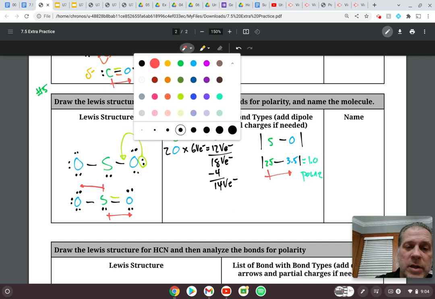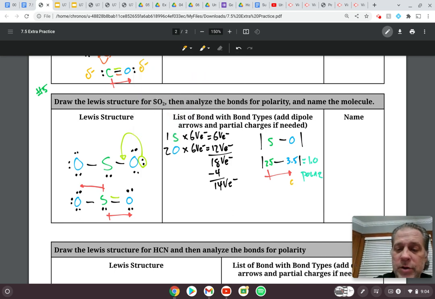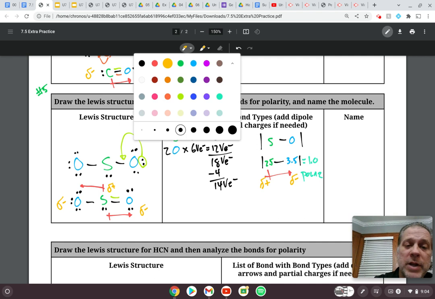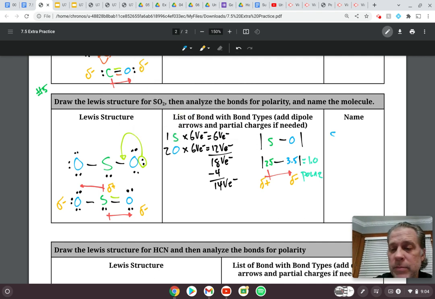We are going to draw the partial charges. The larger electronegativity gets a delta negative, and the smaller electronegativity gets a delta positive. So that means that both of my oxygens are going to be delta negative, and the sulfur is going to be delta positive. To name this structure, we start with the first element, which in this case is sulfur.